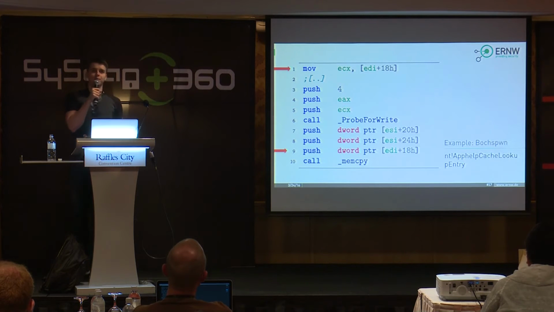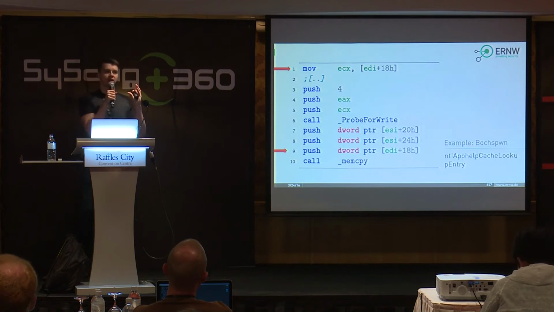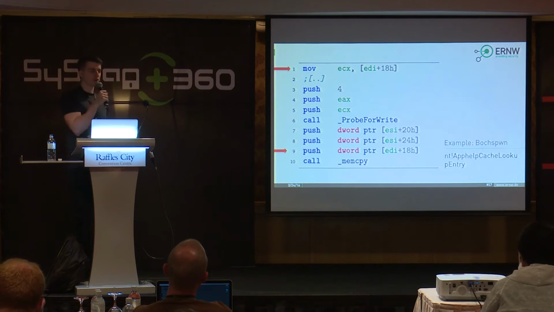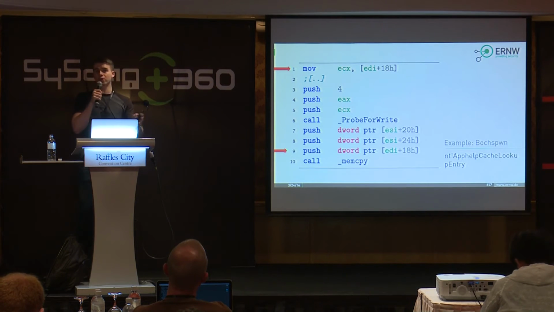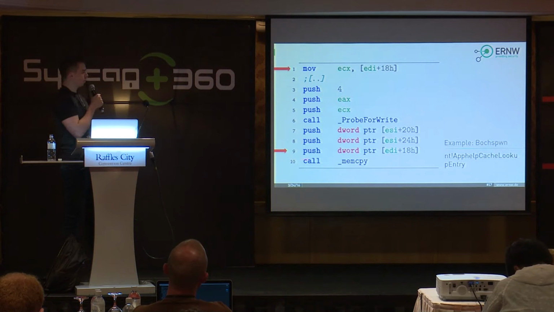ProbeForWrite basically checks that ECX contains a valid user space pointer, so a writable user space pointer. Otherwise you could just overwrite a kernel address, but the ProbeForWrite call verifies this is pointing to writable user space. The problem is that they then use this address as a destination for memcpy, so they push it as an argument to memcpy on line 9, but they don't use the already stored value in ECX.